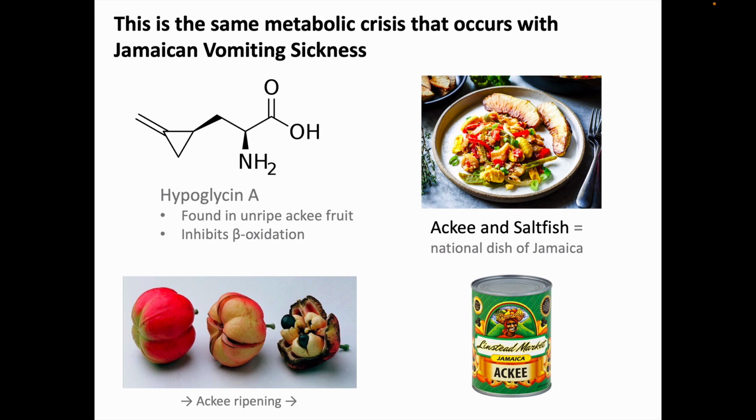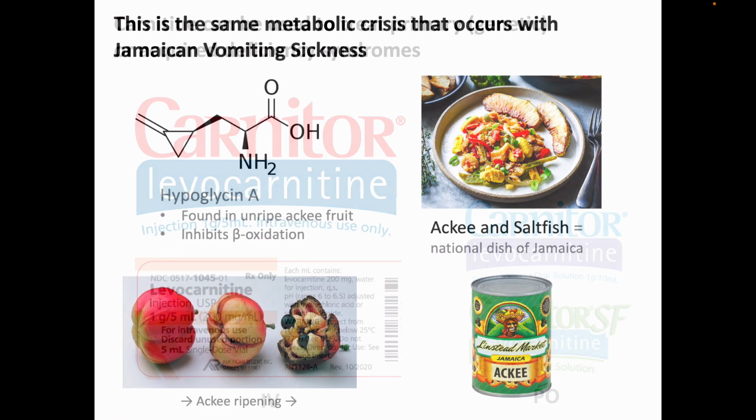In fact, the 1963 report by Reye about Reye syndrome very explicitly stated how similar it was to Jamaican vomiting sickness. Some ackee is canned and exported, so there are very rare cases of imported Jamaican vomiting sickness if the canned fruit was not sufficiently ripe.